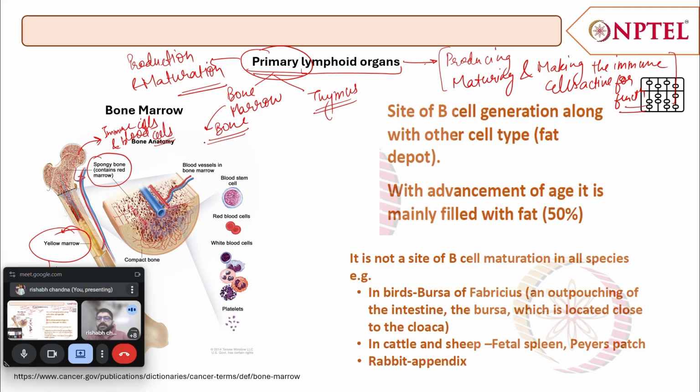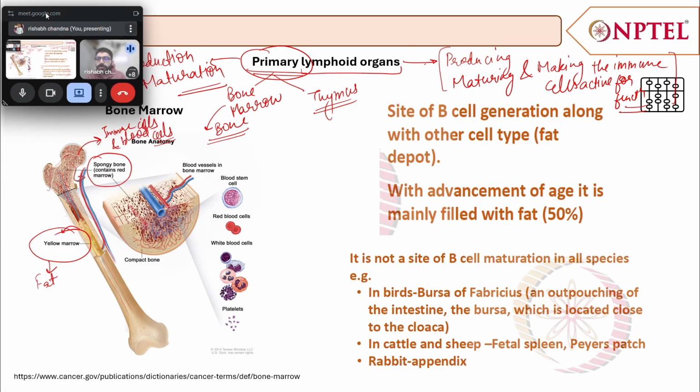So we started with the bone marrow. Bone marrow has two main components: first is the red marrow and the second is the yellow marrow. The red marrow is part of the spongy part of the bone, and it contains the cells that form the immune cells and the blood cells. And the second part is the yellow marrow that contains the fat.